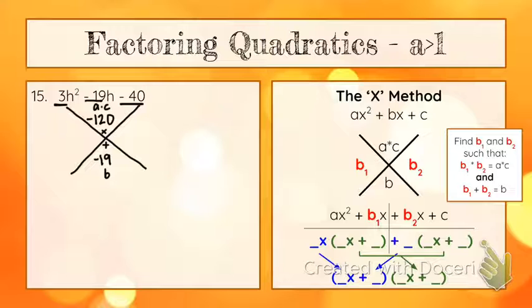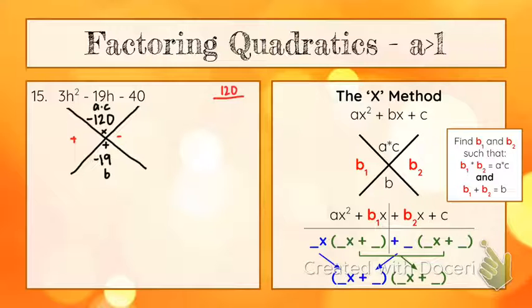Okay, so now we want to find B1 and B2, our two side numbers, to multiply to get negative 120 and add to get negative 19. So if they have to multiply to get a negative number, we have to have two different signs. So we're going to have one positive and one negative. And now we need those to have a difference of 19, because whenever you add things with opposite signs, you end up getting the difference of those.